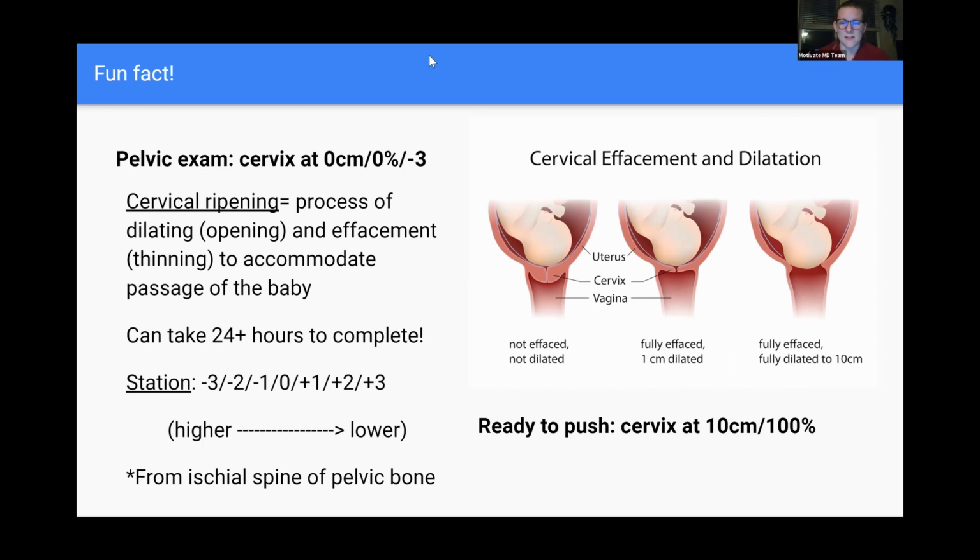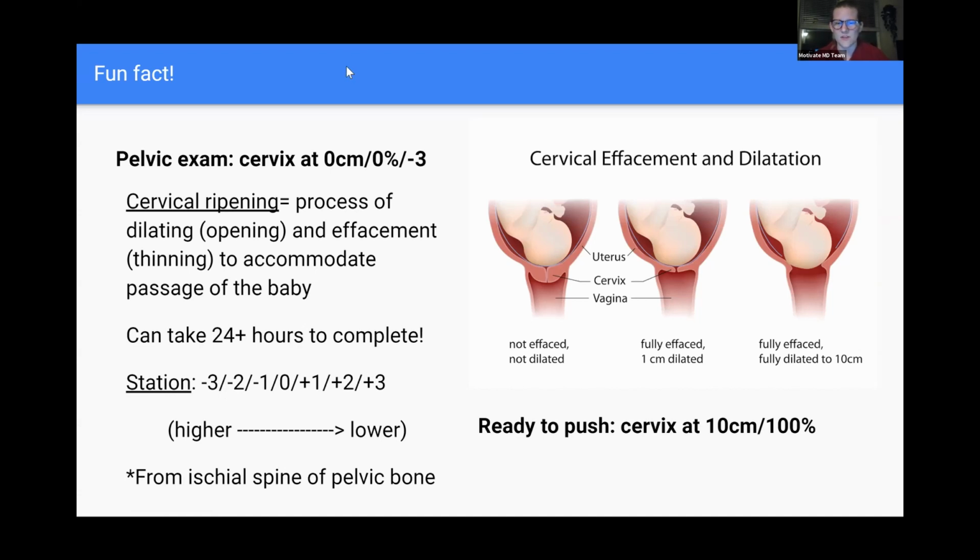And then lastly, the station refers to the position of the baby relative to the pubic bone. So if it's a -3 station, which our patient was, the baby is sitting very high in the pelvis. And if it's a +3 station, then the baby is like exiting through the vagina, like right now. So that's kind of how we measure progress in labor.